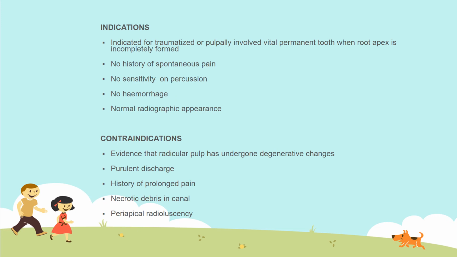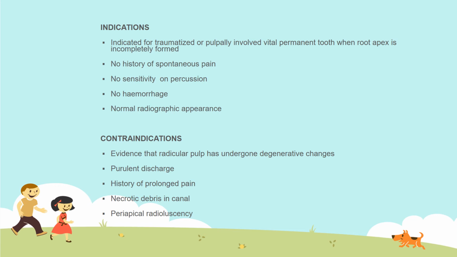What are the indications for apexogenesis? It is indicated for a traumatized or pulpally involved vital permanent tooth when the root apex is incompletely formed. There is no history of spontaneous pain, no sensitivity on percussion, no hemorrhage, and a normal radiographic appearance.